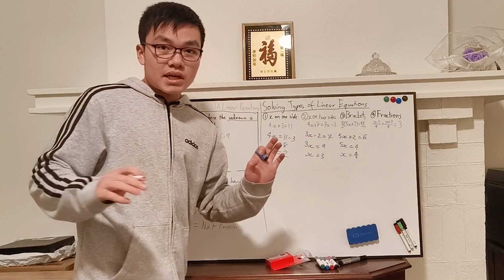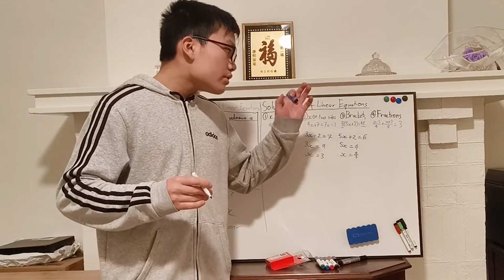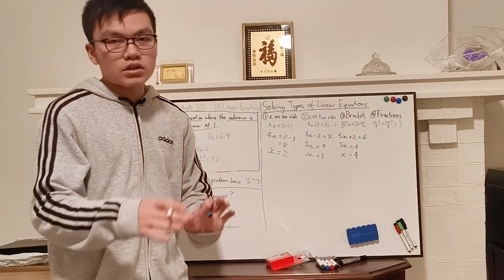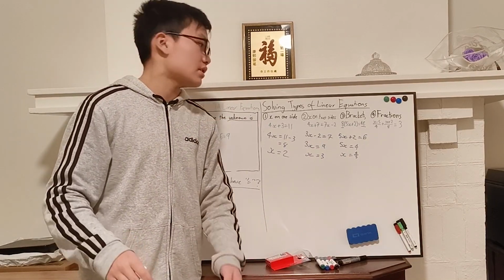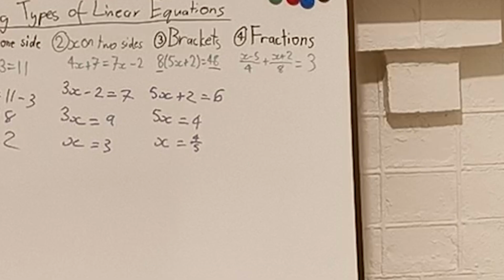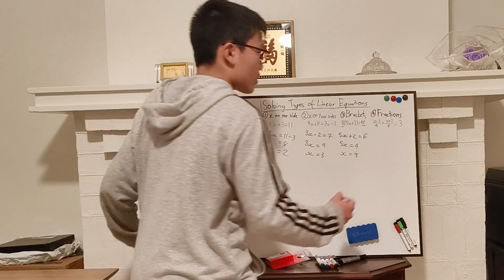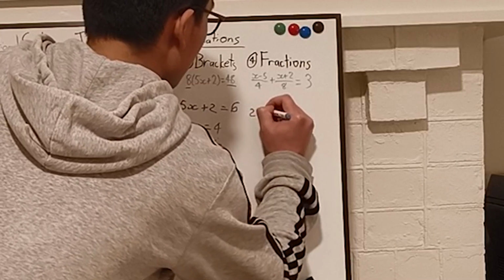And then we get to our, this is not really the last form of linear equation, but this is where we see fractions. And fractions, again, nothing too crazy or scary, so what we're going to want to do here is find the lowest common multiple of all of the denominators, which in this case is 8, and then make that the new denominator for all of the numbers. So make 8 the new denominator for all of the numbers. This is how we're going to do it.